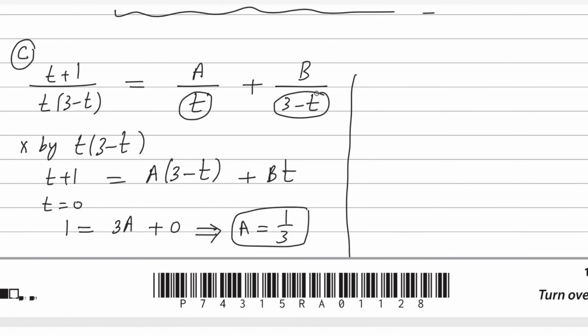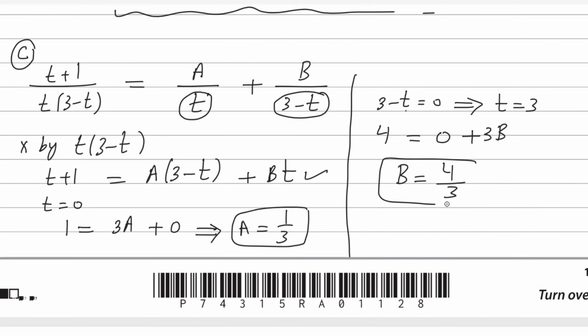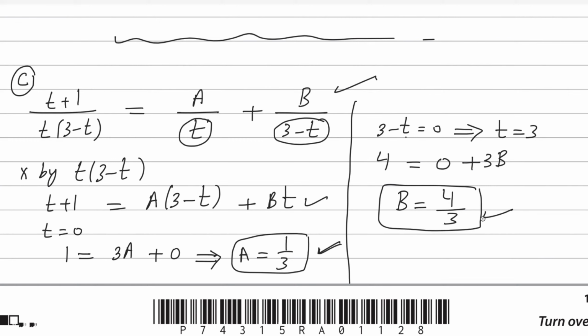Now set 3 minus t equals 0, and you will get the value of t from here, that is equal to 3. Substitute t equals 3 in this equation. We get on the left side 4, because 3 plus 1 is 4, and you are substituting 3 minus t equals 0 here, so the first value will be 0 and the second value will be 3B, and the answer for B will be equal to 4 over 3. We got the values of A and B. Substitute these two values in the above equation.